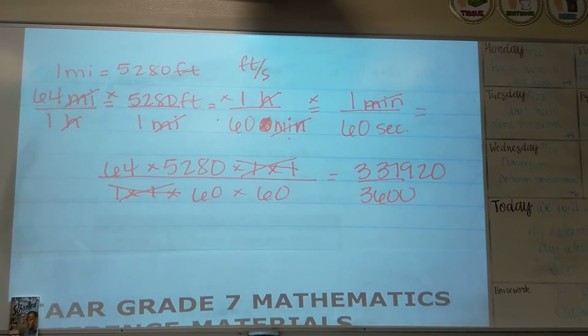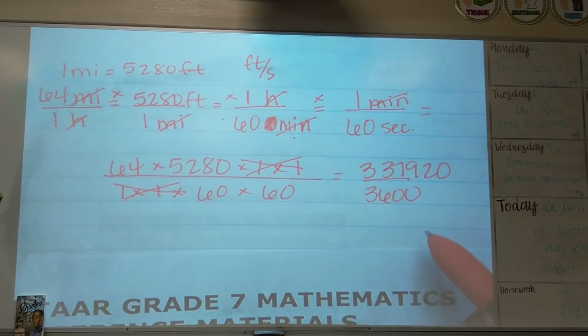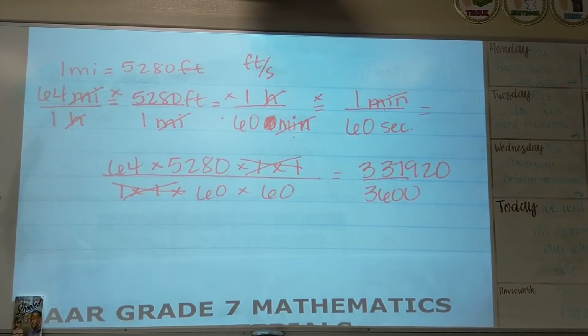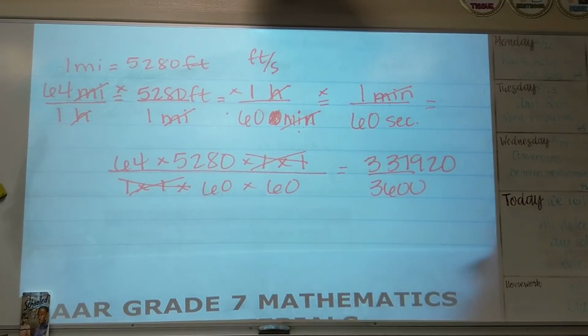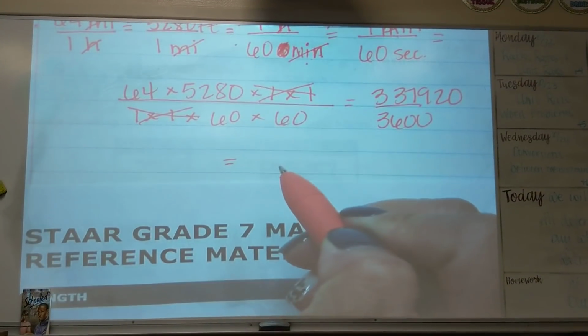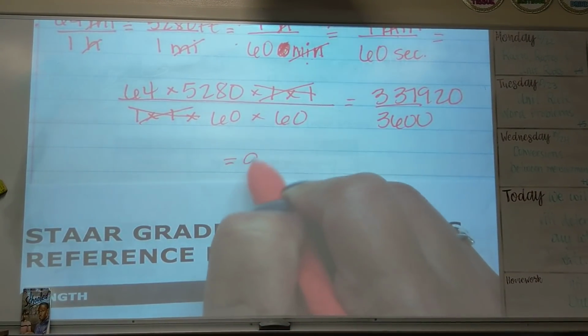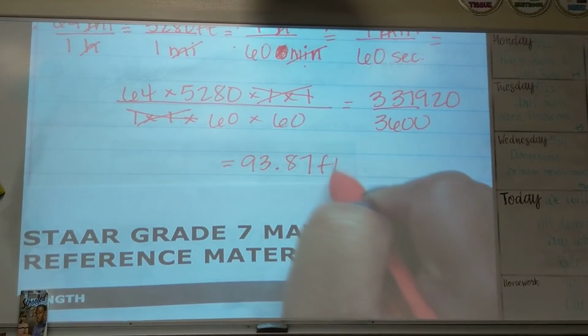Yeah, it's big numbers. So then what do you think you're doing after this? Dividing. Okay, so then when we divide, we round, I think your paper says round to the nearest hundredths. So we would get 93.87 feet per second.